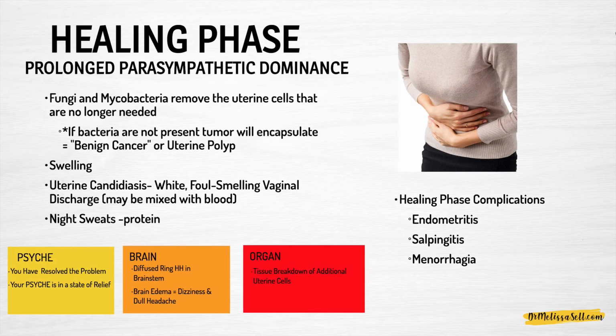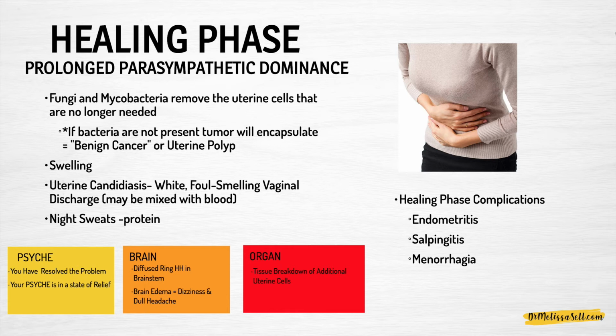Now the healing phase. Once you have resolved your conflict, you're going to move into a state of parasympathetic dominance. So the pendulum had swung all the way to sympathetic, the stress phase, where your body is adapting. Now it swings back in the other direction. Now we're in the parasympathetic phase where your body has to repair and remodel the tissue to get you back to the pre-conflict state. And the way that it does that in this particular case is it uses bacteria and fungi to remove the uterine cells that are no longer needed.